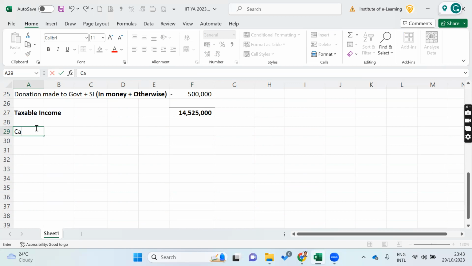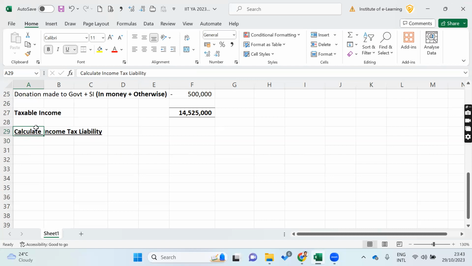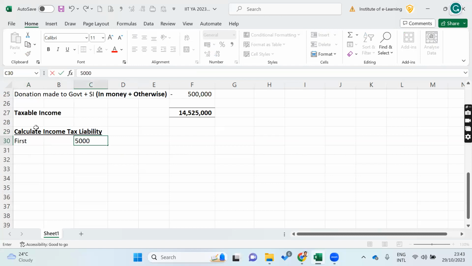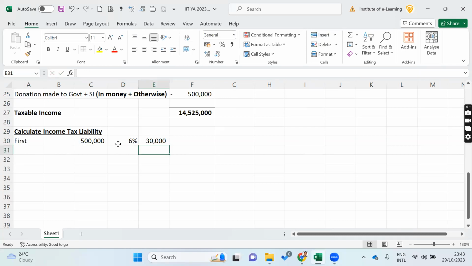Then we need to calculate income tax liability. Then how to calculate income tax liability? First 500,000. First 500,000, the rate is, as per the law, 6%. Right? Here, you will multiply by 6%. Here you will get 30,000.